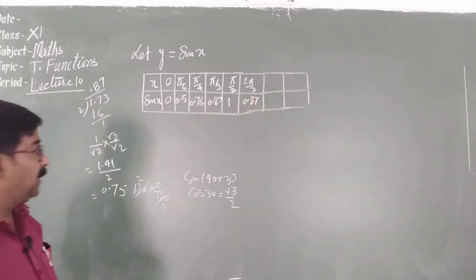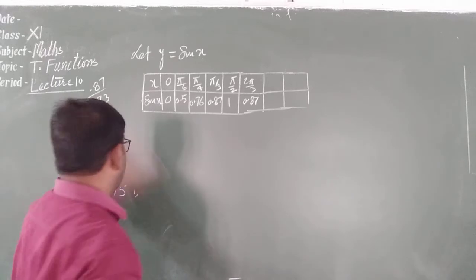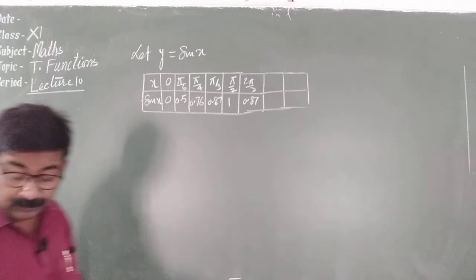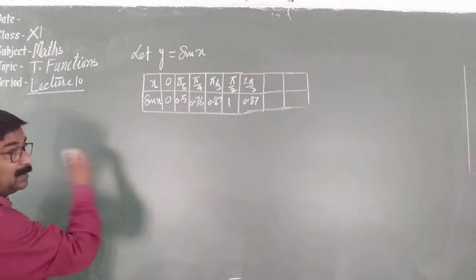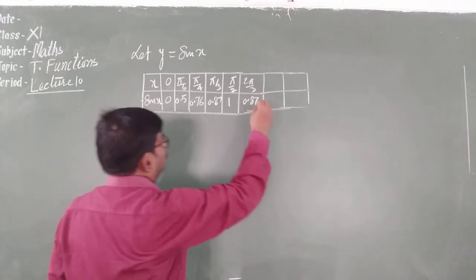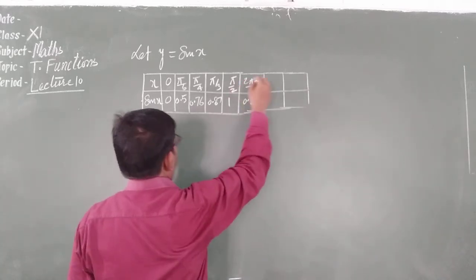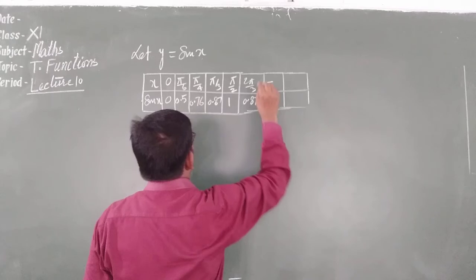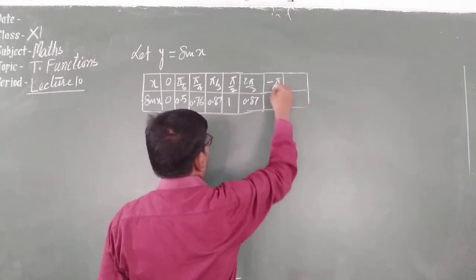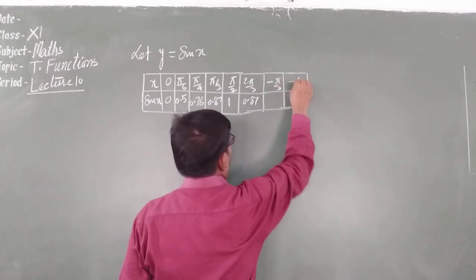And suppose you take the negative values in the same way: minus pi by 2, minus pi by 3 and minus pi by 4.